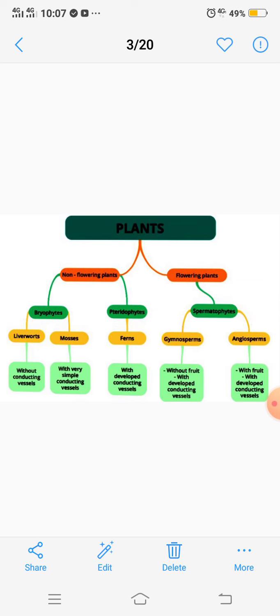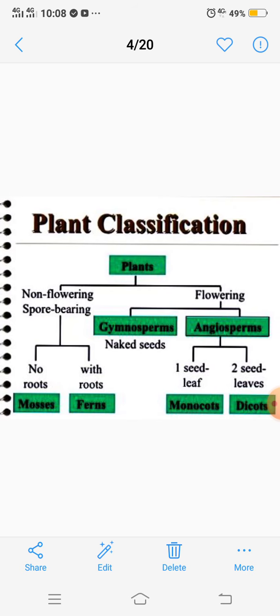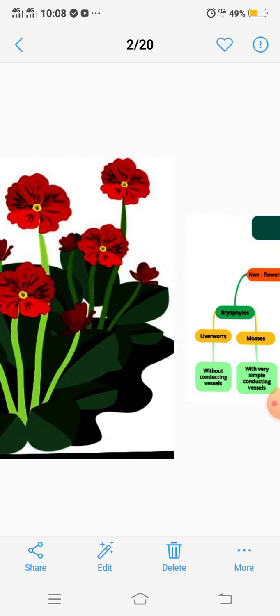Okay, beta, this is the revision, the recap of your lecture. We are supposed to wind up my lecture at this point: plants are divided into two main categories, flowering plants and non-flowering plants. Non-flowering plants are divided into two main groups, mosses and ferns, while flowering plants are divided into two main groups, gymnosperms and angiosperms, and angiosperms are further subdivided into monocots and dicots.